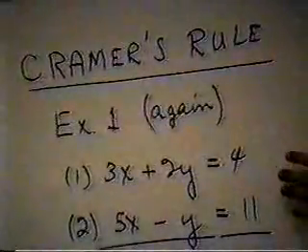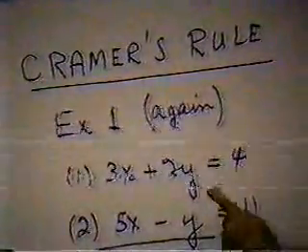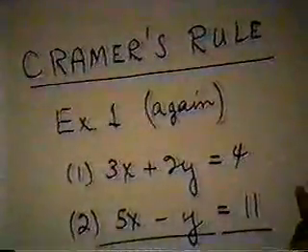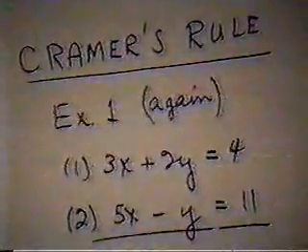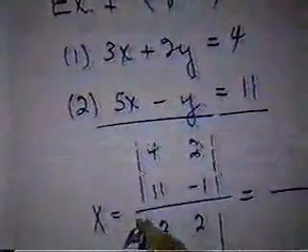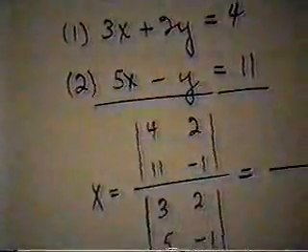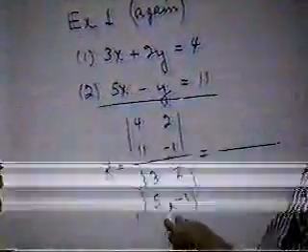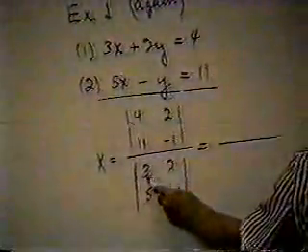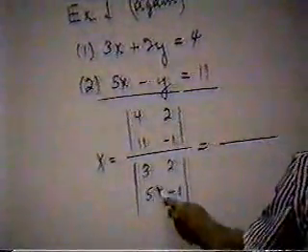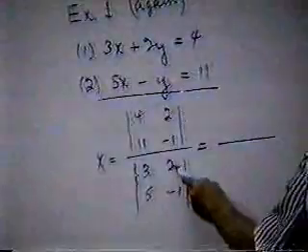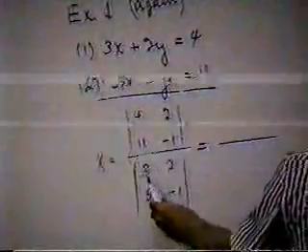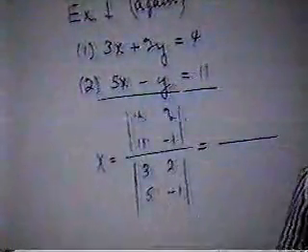We're going back to example 1 again. No worry, here it's written in your notes. So we have 3x plus 2y is equal to 4, 5x minus y is equal to 11. Here's what we do. For Cramer's rule, to solve for x, the denominator will be a determinant made up of the coefficients of the x's and y's. This is the coefficient in front of the x in equation 1. This is the number in front of the x in equation 2. This is the number in front of the y in equation 1. This is the number in front of the y in equation 2. So the denominator will be the x coefficients, y coefficients.